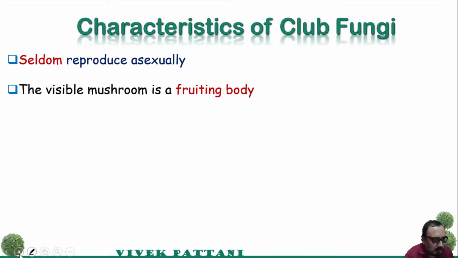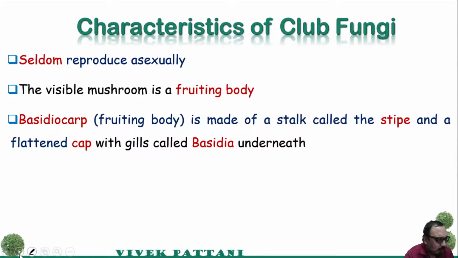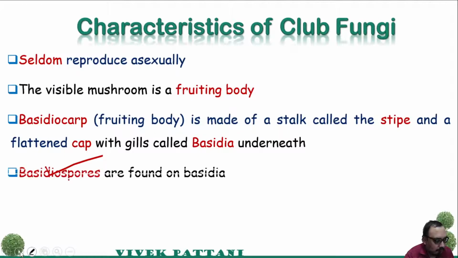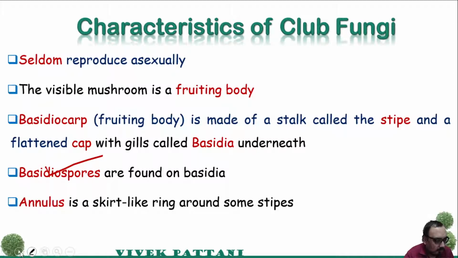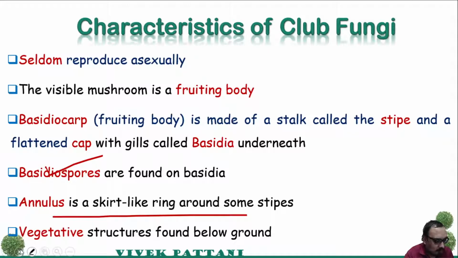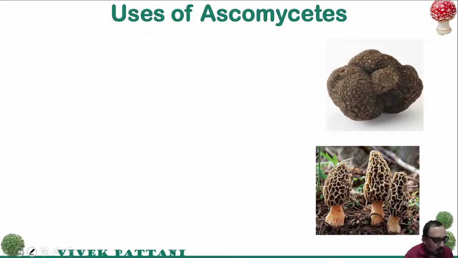The other characteristics of the club fungi: they seldom reproduce asexually. The visible mushroom is basically a fruiting body, and the basidiocarp is made up of a stalk called the stipe, and a flattened cap with gills called basidia. Basidiospores are found in the basidia, and the annulus is a skirt-like ring around the stipe. The vegetative structures are below the ground.